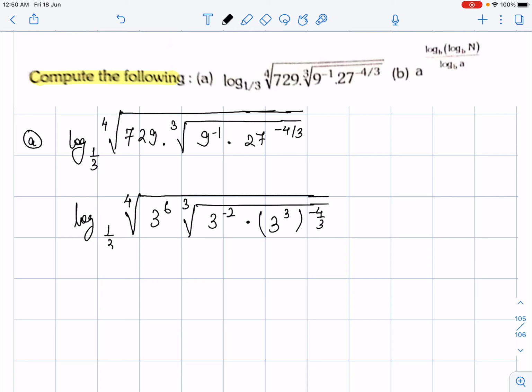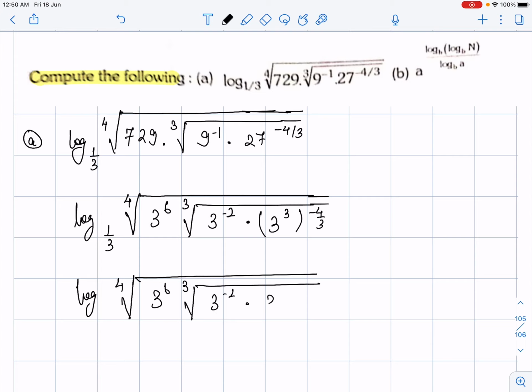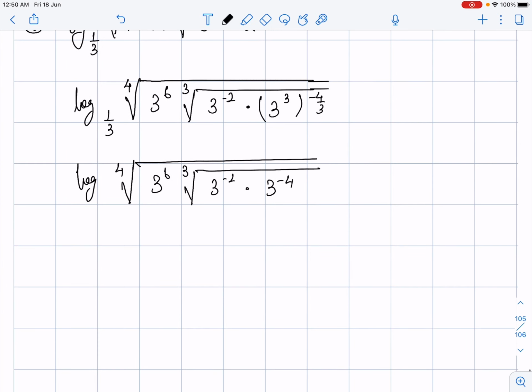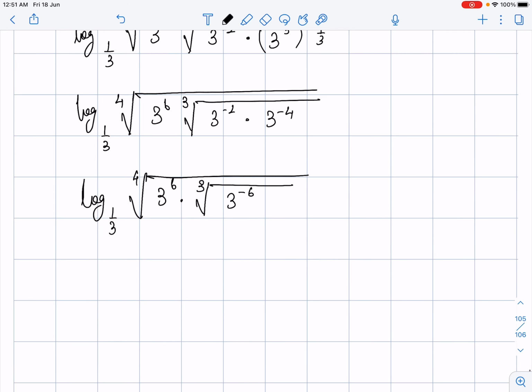And base of this log is what? 1 by 3. Then log of fourth root of 3 to the power 6. Then cube root of 3 to the power minus 2 multiplied by 3 to the power minus 4. And base of this log is 1 by 3. Then log of fourth root of 3 to the power 6 multiplied by cube root of 3 to the power minus 6 and base is 1 by 3.